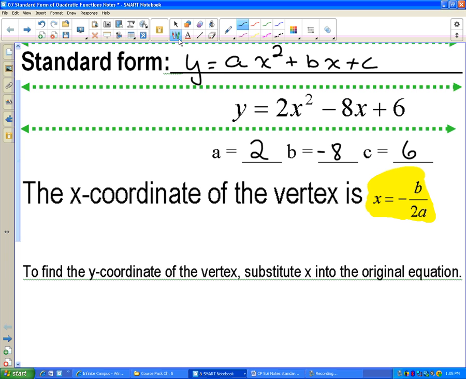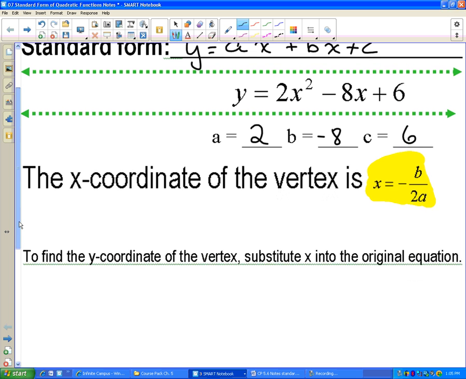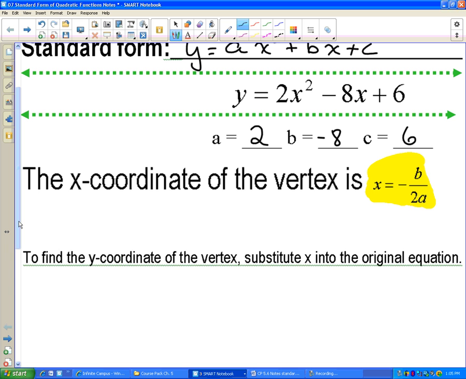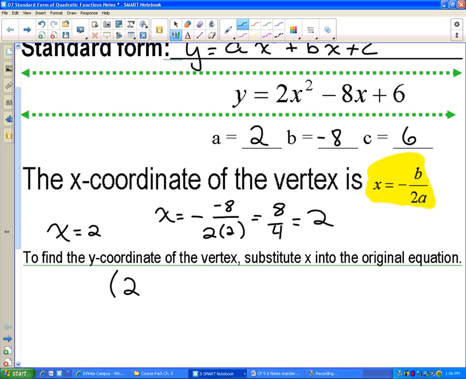So how does this work? Well, to find the y coordinate, we have to find the x coordinate first. So I'm going to say x is equal to negative, b is negative 8, over 2 times a, which is 2. So this is 8 over 4, which is 2. My x coordinate of my vertex is 2. My line of symmetry is x equals 2.